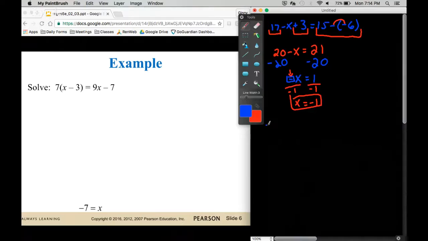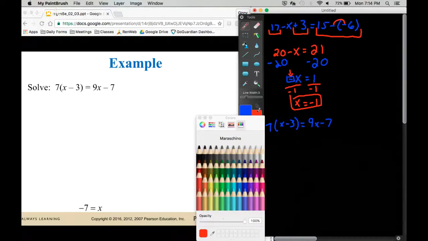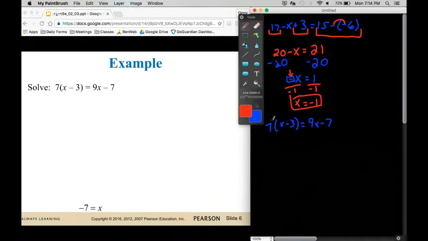All right. So this next problem, you have 7 times x minus 3 equals 9x minus 7. Your first step in this situation is going to be to distribute this 7 through what's inside the parentheses. So that would give you 7x minus 21 equals 9x minus 7.